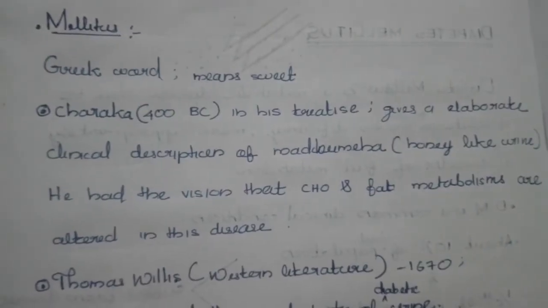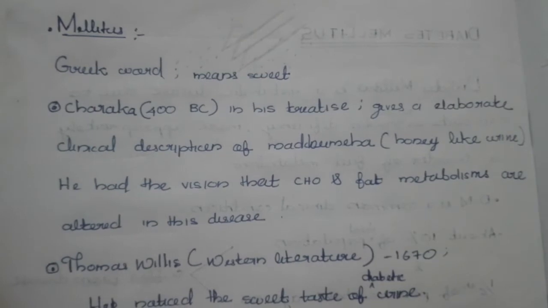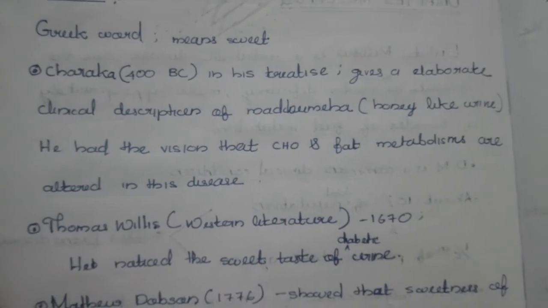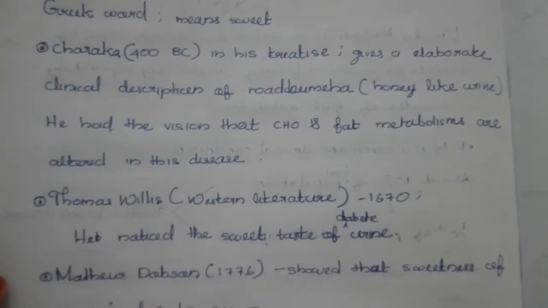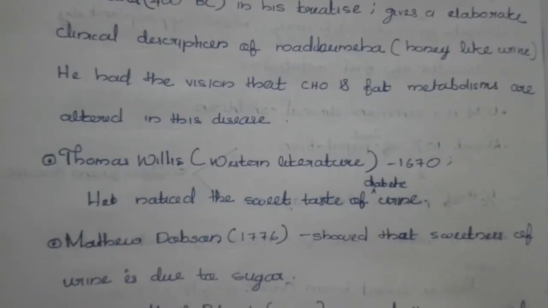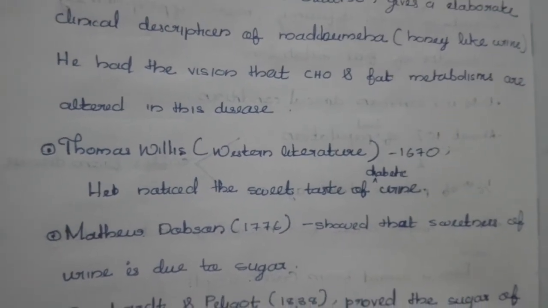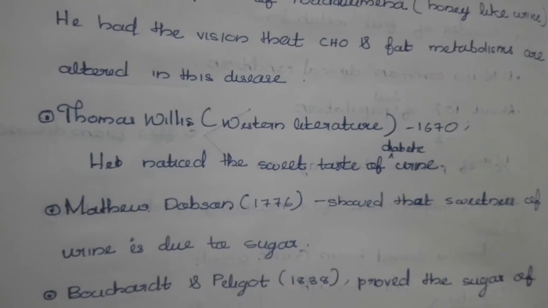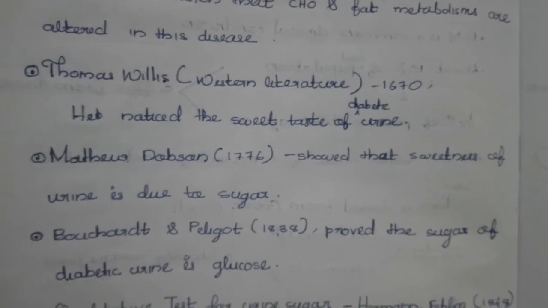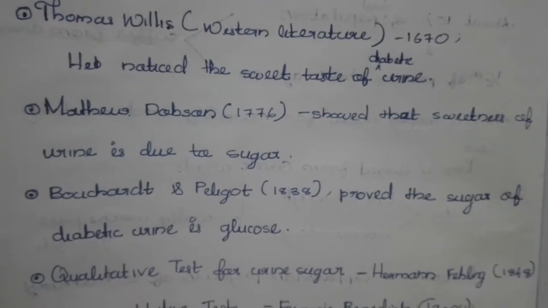About mellitus, it is a Greek word which means sweet. Charaka, in 400 BC, in his treatise gives an elaborate clinical description of Madhumeha, which means honey-like urine. He had the vision that carbohydrate and fat metabolism are altered in this disease. In Western literature, Thomas Willis in 1670 noticed the sweet taste of diabetic urine, and Matthew Dobson in 1776 showed that the sweetness of urine is due to sugar. Bouchardat and Peligot in 1838 proved that the sugar of diabetic urine is glucose.